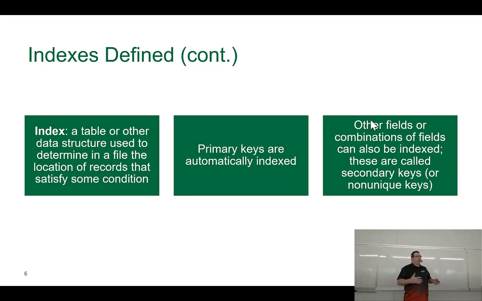When you create a table with a primary key, the primary key is always indexed by default. Do not pass go, do not collect $200. Other fields and combinations of fields can also be indexed. These are known as secondary keys or non-unique keys. Here's a pro tip. Foreign keys are not indexed by default.